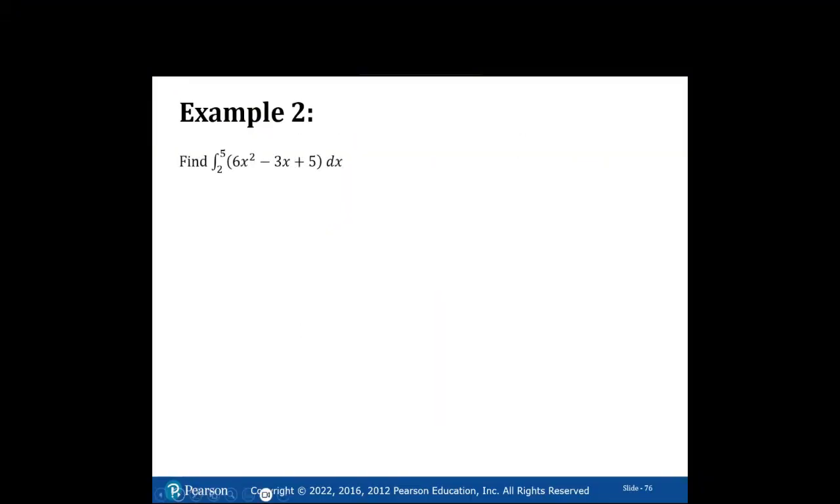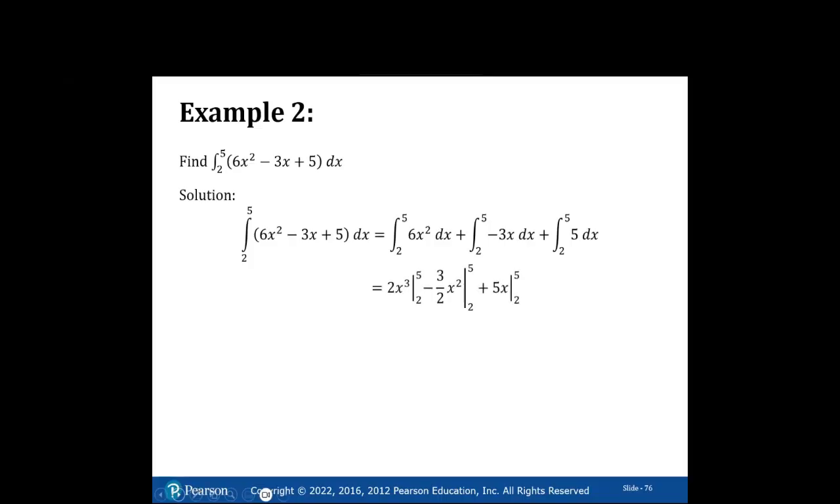Now, example 2, we're going to find the definite integral from 2 to 5 of 6x squared minus 3x plus 5 dx. So here we can split it up into 3. I can do 6x squared, then minus 3x, then 5. That's that property of adding and subtracting. Here we have our bar notation. I just evaluated each one using the power rule.